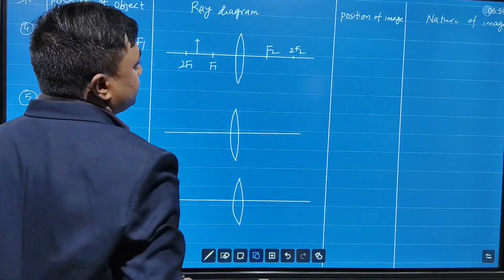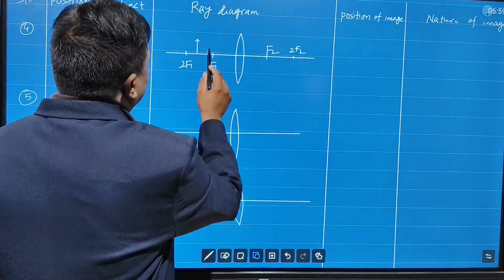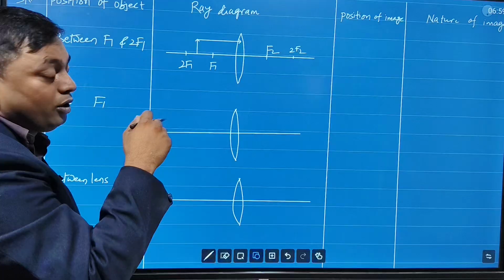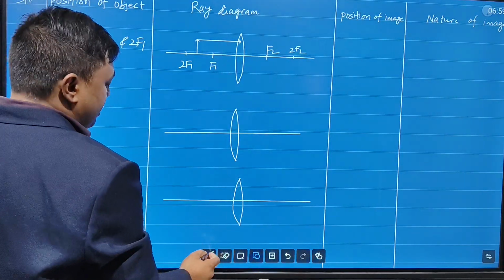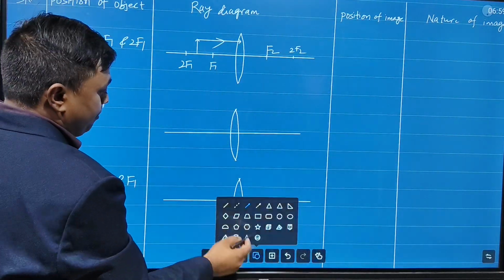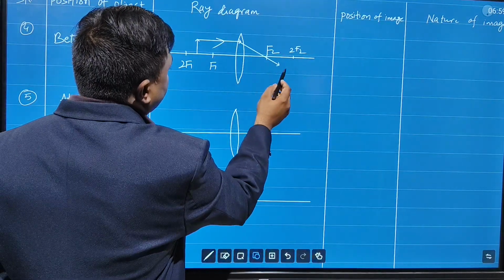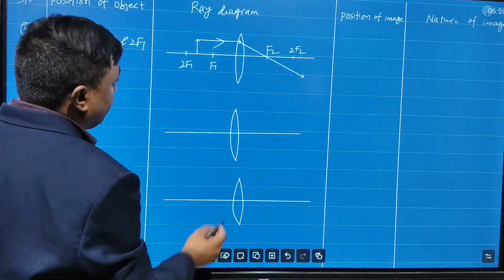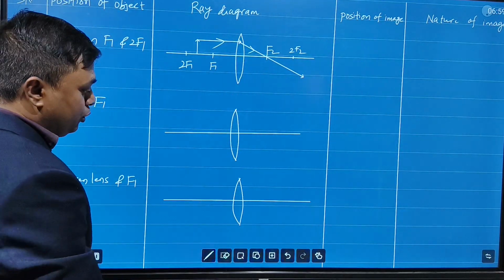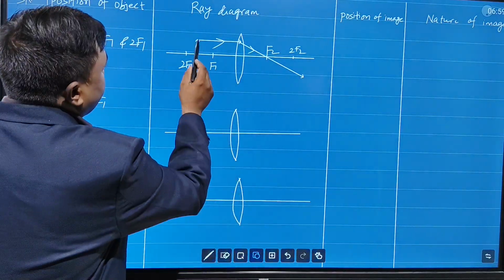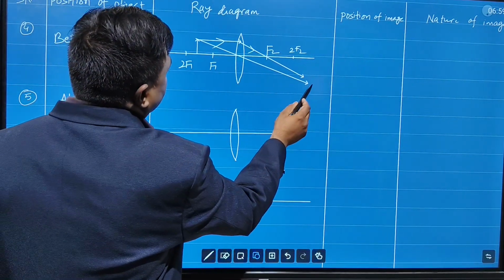Here is the object. One light ray you take parallel. You already know that when the ray of light is parallel to the principal axis, it will pass through the focus. You see, this light ray is passing through the focus. Second, you pass a ray through the optical center.